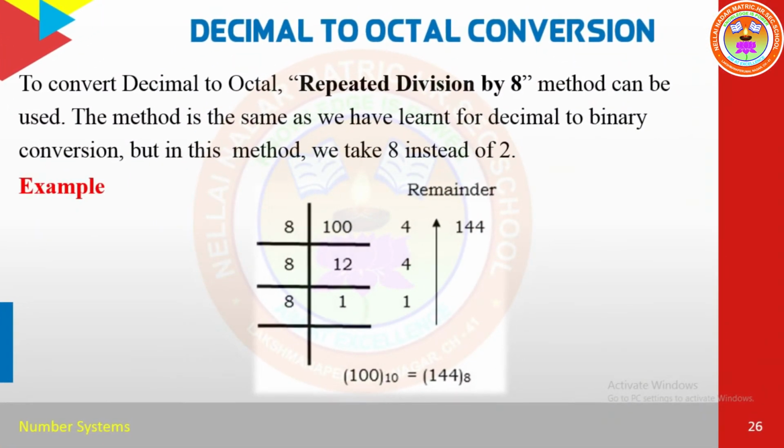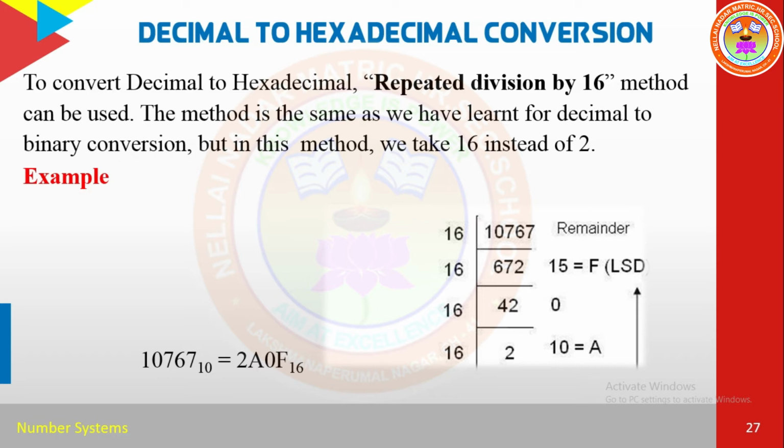The next conversion is decimal to hexadecimal. This is the third conversion from the decimal number. In this conversion we follow the same method, repeated division, but by 16. We use the repeated division by 16 method to convert a decimal number to hexadecimal. Now let us see the example. The given number is 10767 base 10, a decimal number. Now we are going to convert this decimal number into hexadecimal. How can we get this answer? See the problem.